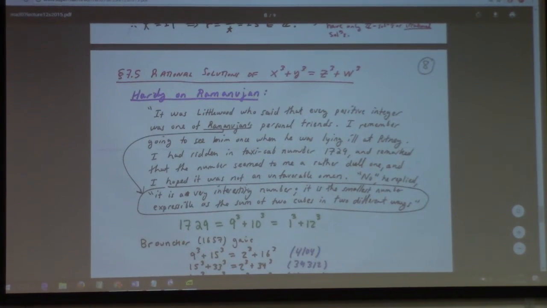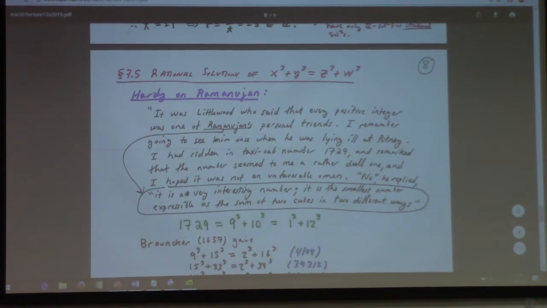Oh, this is a famous quote. It's fun. It has nothing to do with what I was just talking about, but let's stop and read it. I love this quote. Was it Littlewood? Who was it? I forget who this quote is due to. I don't know if it's Hardy talking about something Littlewood said, or if this is actually an experience of Hardy. But anyway, some guy goes to visit Ramanujan in the hospital when he's sick.